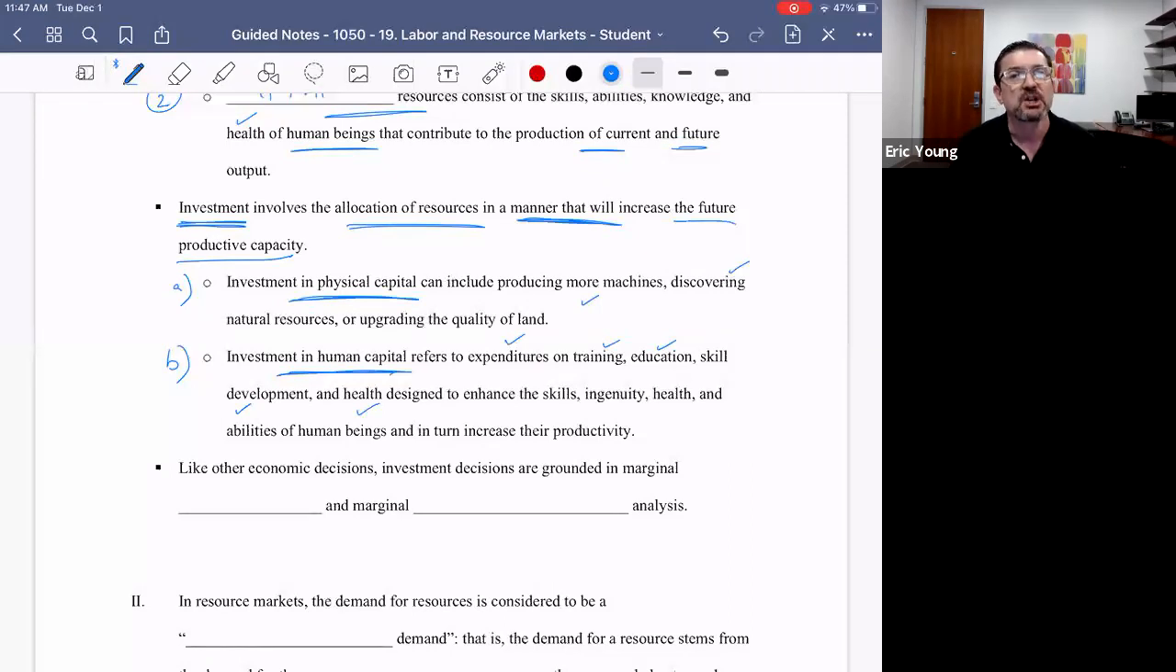All of these decisions, all of these allocations, all of these investments in human capital have the end goal of enhancing people, of increasing our levels of skills, our ingenuity and creativity, our health, all of our abilities as human beings. And this in turn allows us as humans who serve as the labor component to increase our productivity.